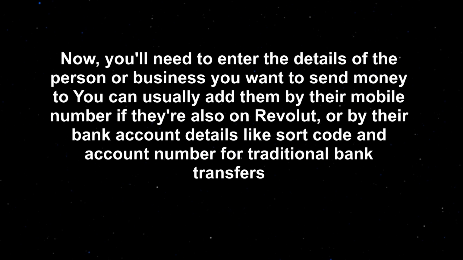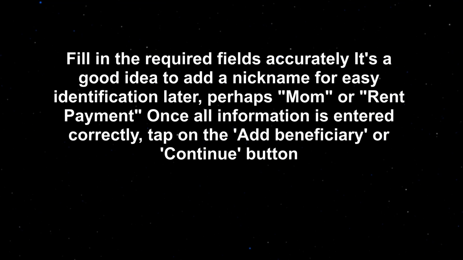Now, you'll need to enter the details of the person or business you want to send money to. You can usually add them by their mobile number if they're also on Revolut, or by their bank account details like sort code and account number for traditional bank transfers. Fill in the required fields accurately.